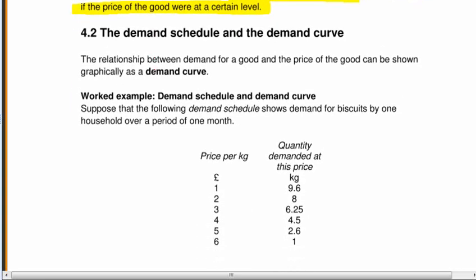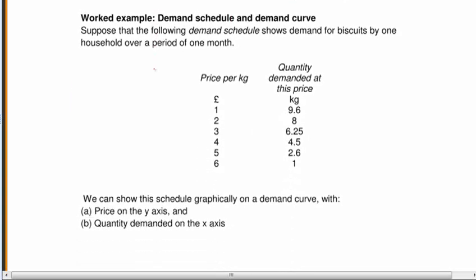Now, have a look at this. Little worked example. It says, imagine you have a demand schedule as follows. This is all about the demand for biscuits by a household over the period of a month. We've got various price levels for a kilogram of biscuits. I don't know how many biscuits that is. But if that's the price per kilogram, how many kilograms would a household demand? Well, if the price per kilogram was only £1, apparently they would want 9.6 kilograms of biscuits in a month.